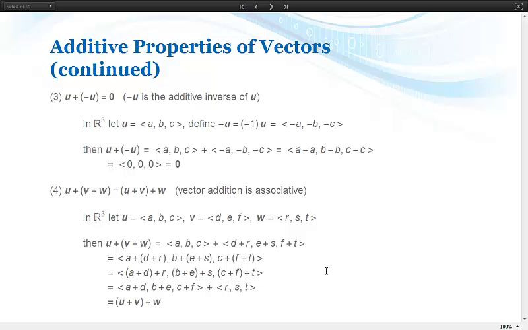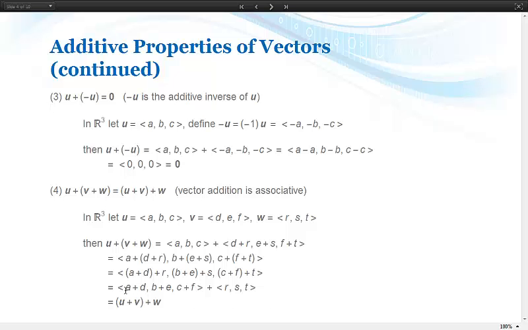But now, by the rules of vector addition, I can break this result up into two vectors. The vector whose first element is a plus d, whose second element is b plus e, whose third element is c plus f, and the vector with elements r, s, t. Because, by the rules of vector addition, this vector plus that vector gives me the previous result. And then I do it one more time.